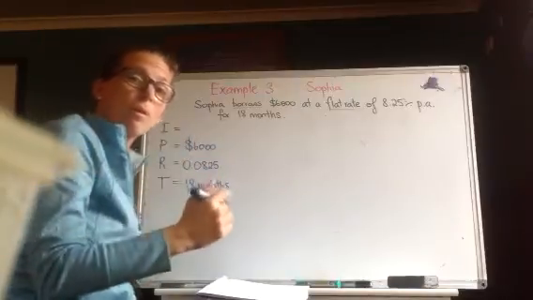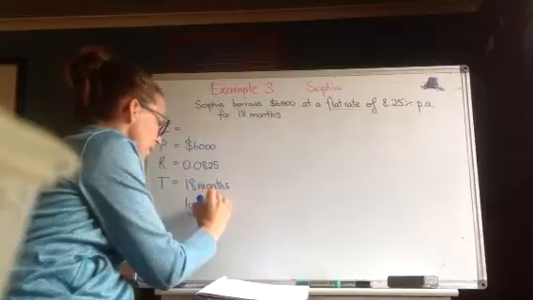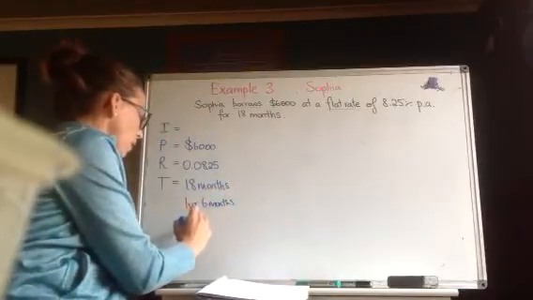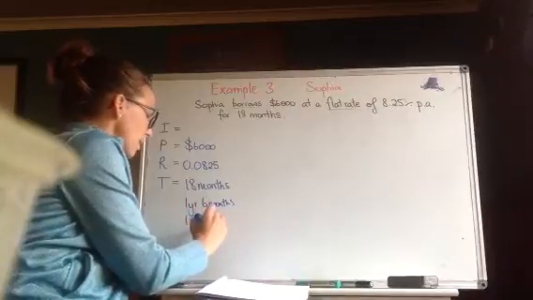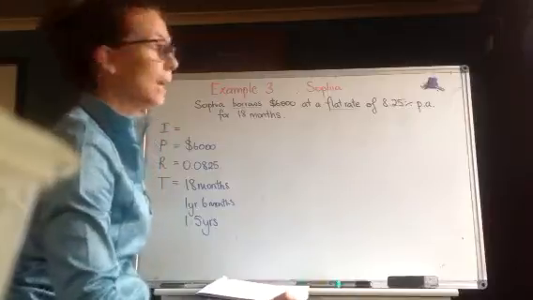Now I know there's 12 months in 1 year, okay, so that's 1 year and 6 months, and 6 months is half a year, so I can rewrite that as 1.5 years. Sometimes it can be a little trickier, but we'll work on some of those in class.